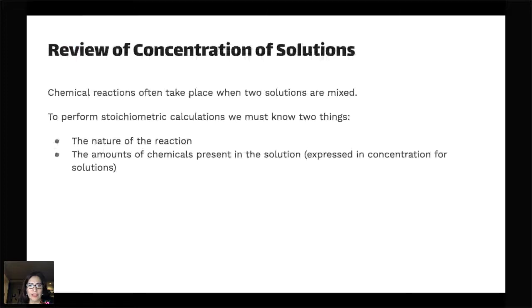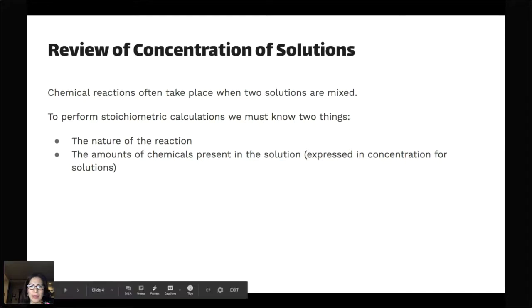Okay, first, a review of concentration of solutions. When we do chemical reactions, they often take place in aqueous solutions. That's why solutions are so important. So to do stoichiometric calculations, we must know the nature of the reaction, the components of the reaction itself. And also very important is to know the amounts of chemicals present in the solution. So that would be, for example, the molarity of the solutions.